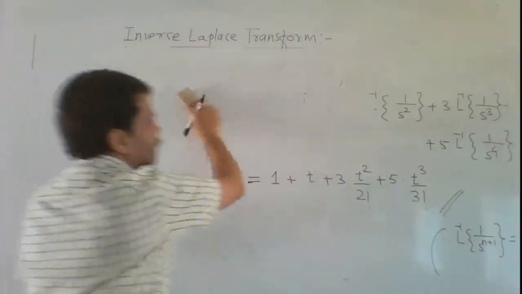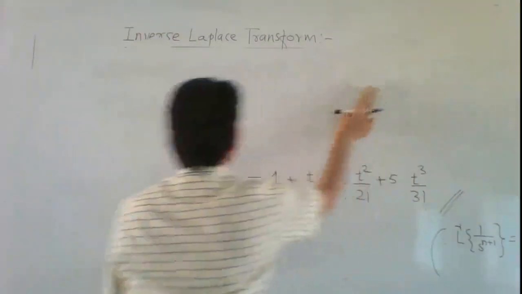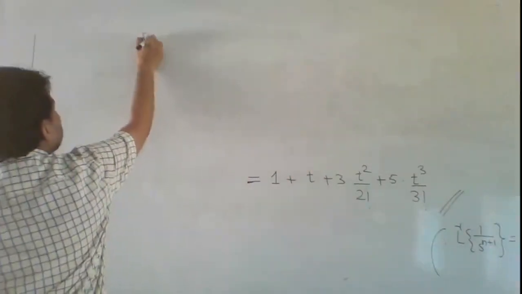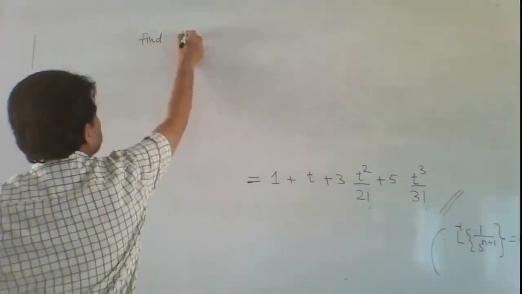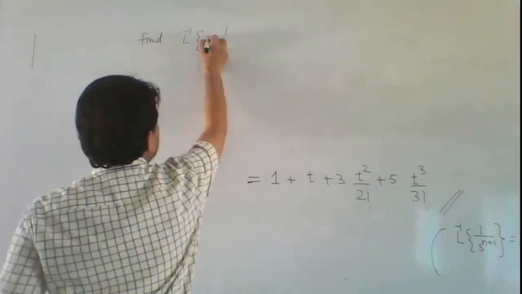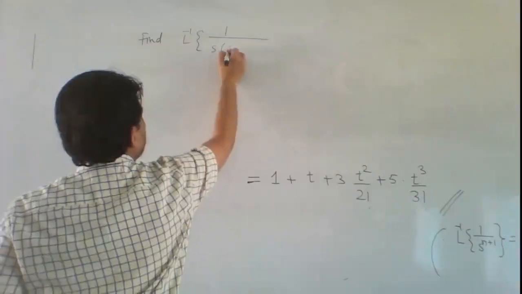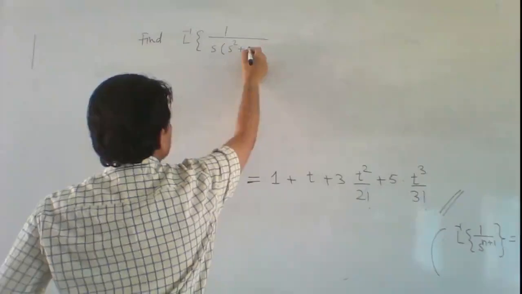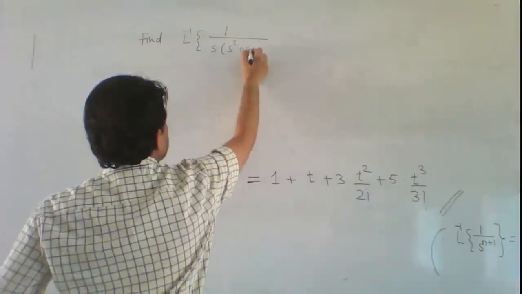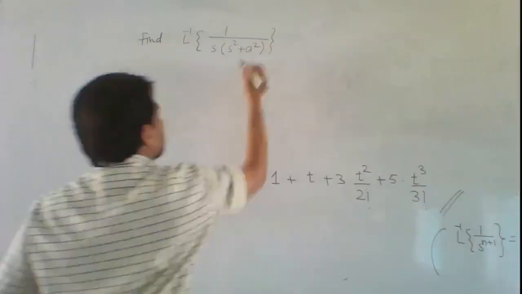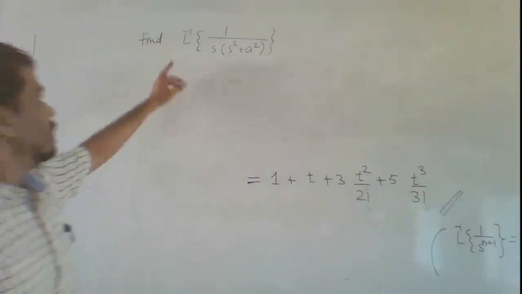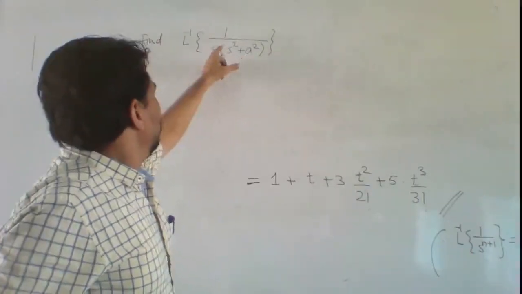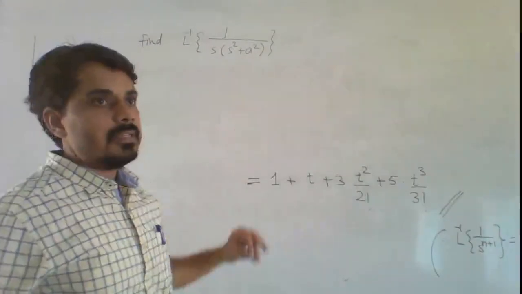One more example of inverse Laplace transform. Find L inverse of 1 upon s into s square plus a square. Inverse Laplace transform of 1 upon s into s square plus a square.